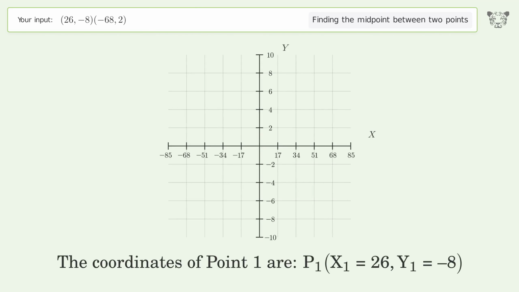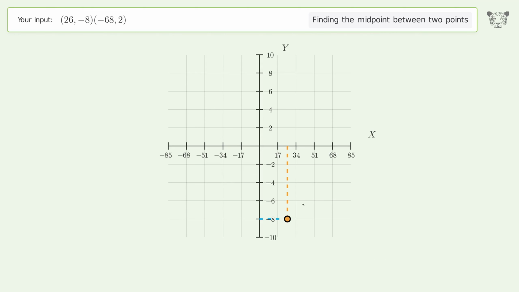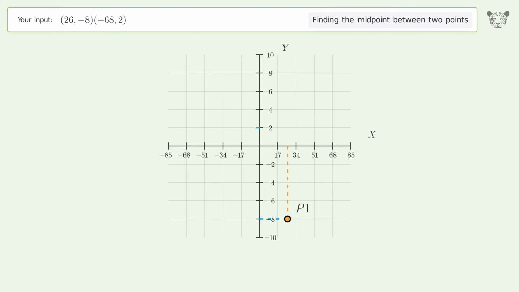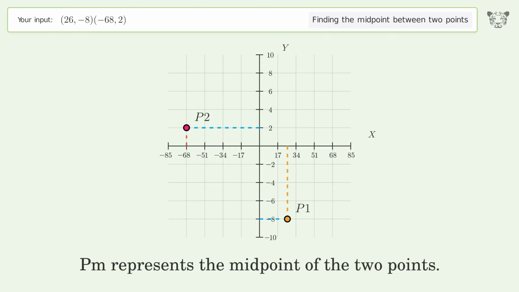The coordinates of point 1 are x1 equals 26, y1 equals -8. The coordinates of point 2 are x2 equals -68, y2 equals 2. PM represents the midpoint of the 2 points.